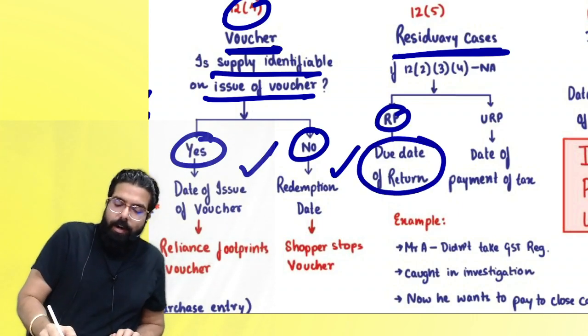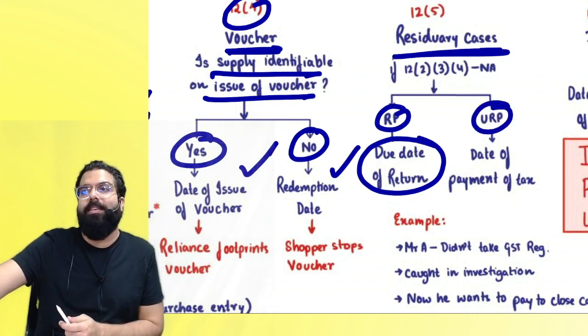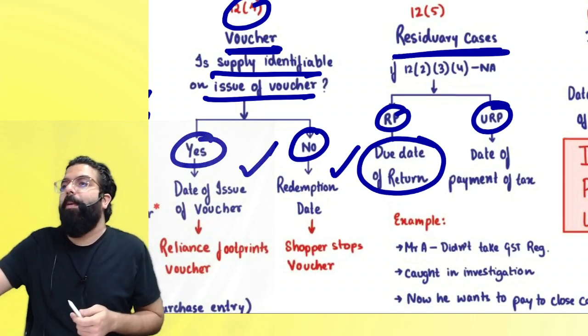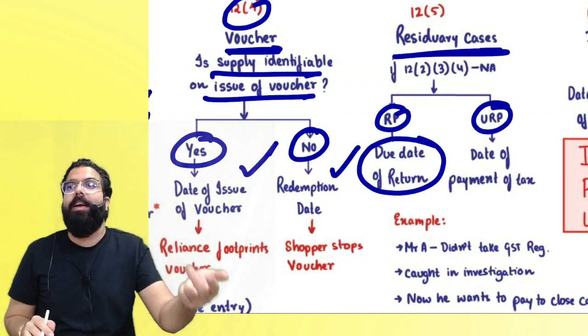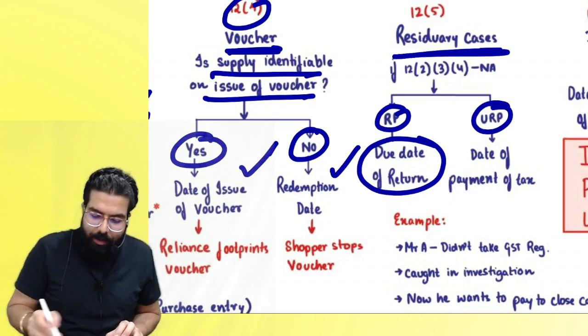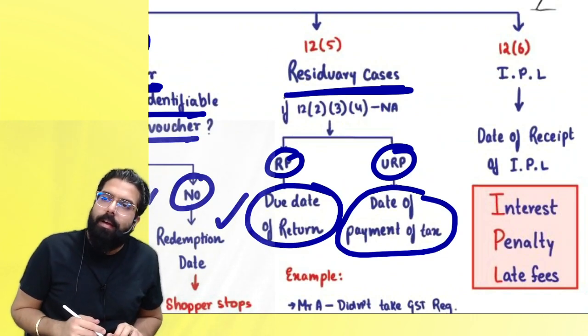Sir, if you are not a registered person, for example, you are caught in an investigation and now you are going to pay GST. When are you going to pay? You will say, sir, when will my liability come? They are telling you, pay it. The day you pay it, that is your liability day. Date of payment of tax is the day when your time of supply will come.